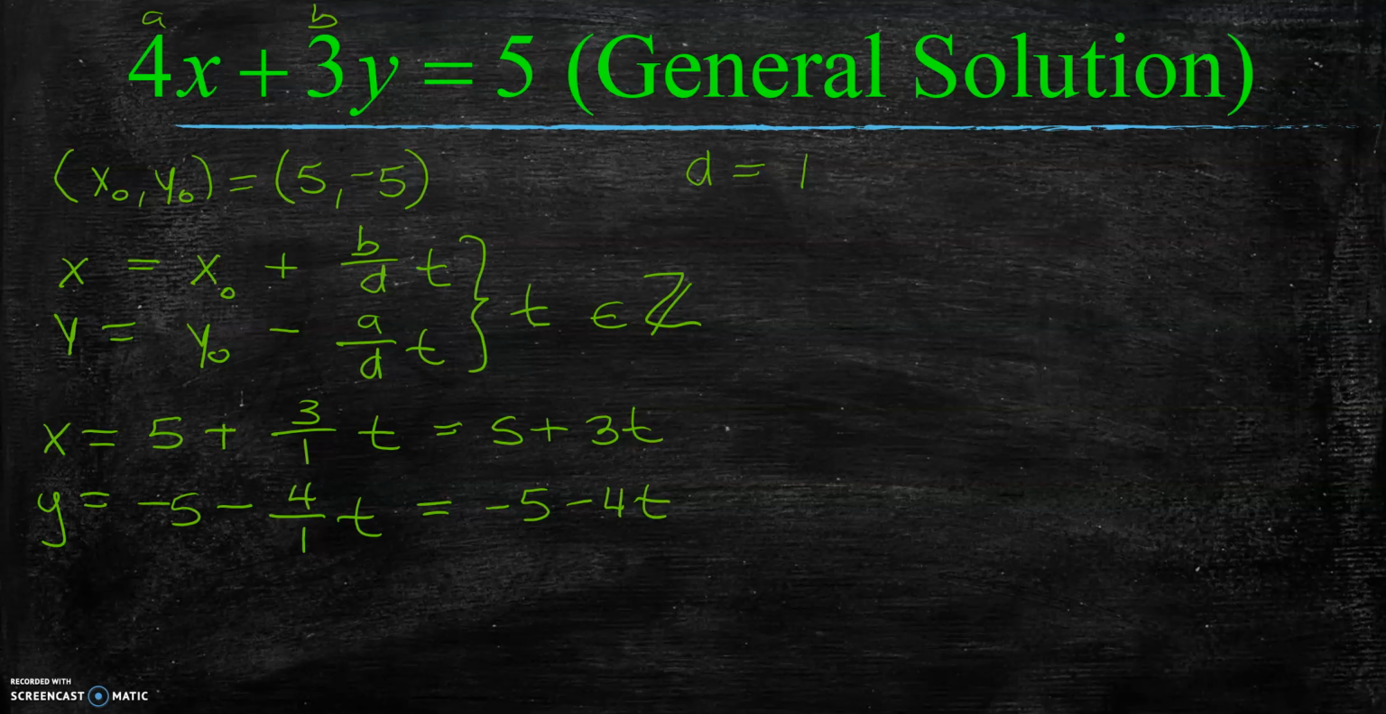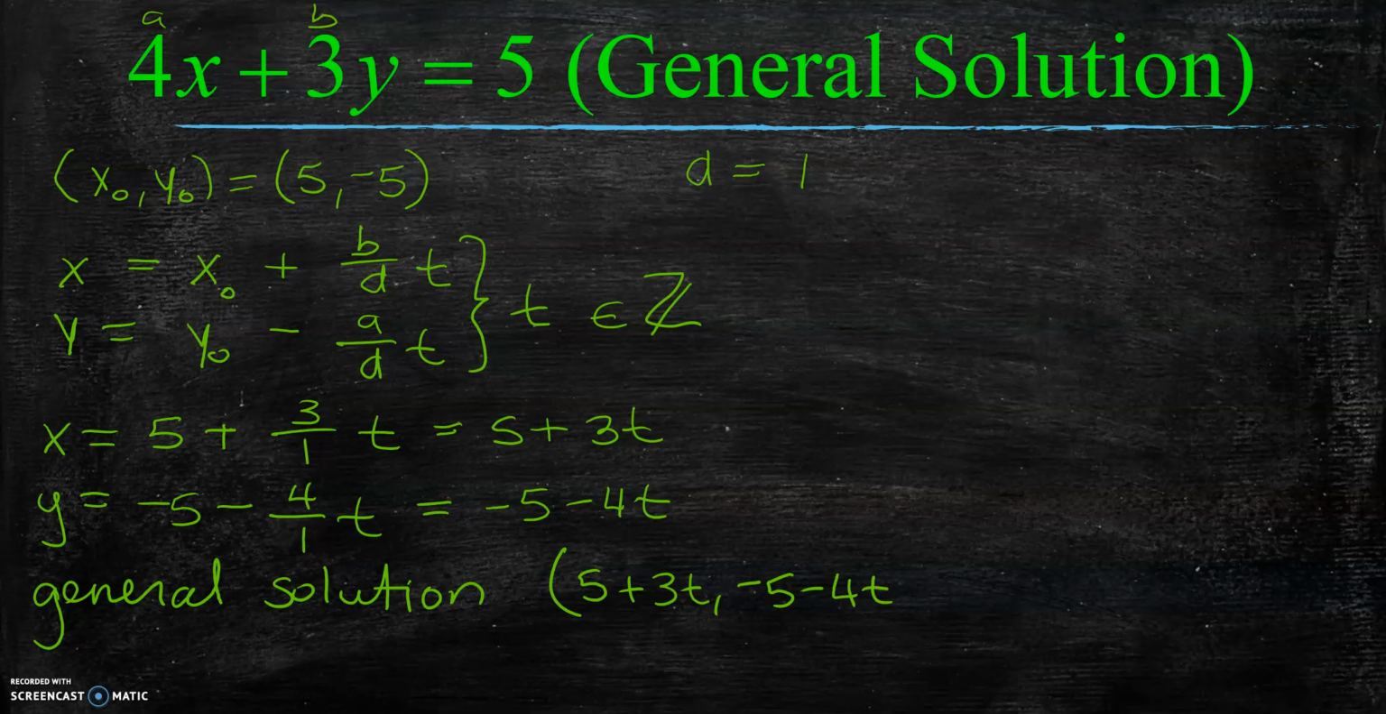And here we can use this to write our general solution. So our general solution can be written as an ordered pair where x is 5 plus 3t, comma, y, which is negative 5 minus 4t, where t is an integer. And there we have our solution.